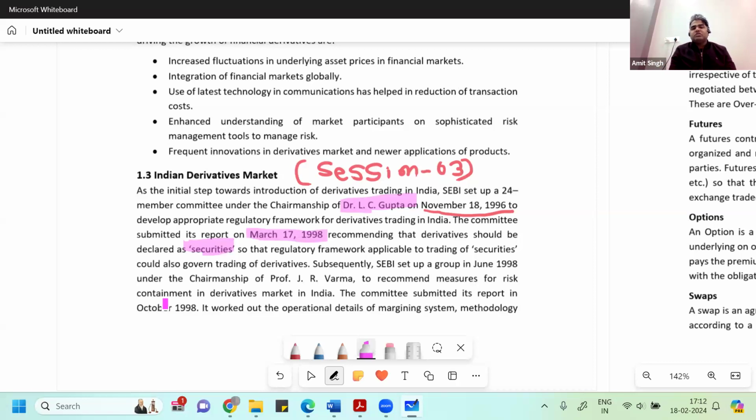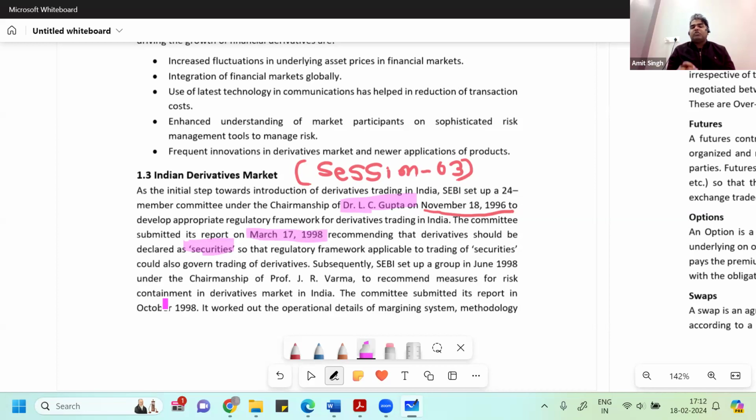So remember, the Dr. LC Gupta committee, a 24-member committee, was framed in November, and then they submitted the report in March 1998, where they suggested that derivative should be declared as a security, so that the regulatory framework applicable to the trading of security should also govern the trading of derivative. I hope everyone has understood this.